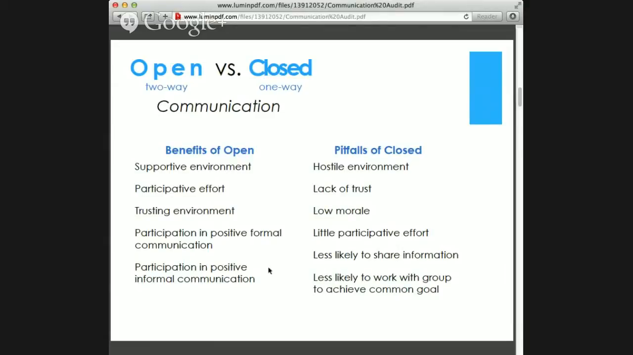So some benefits include fostering a supportive environment, encouraging participating efforts among employees, establishing a trusting environment, and creating participation in positive formal and informal communication. Now, closed or one-way communication should be avoided at all costs. Closed communication can create a hostile work environment, which would result in a lack of trust and low morale among employees. It would establish little participative effort and make employees less likely to share information with one another and less likely to want to work within a group setting to achieve a common goal.